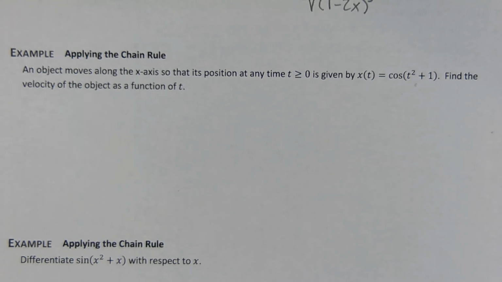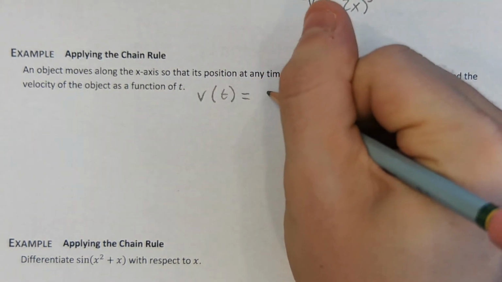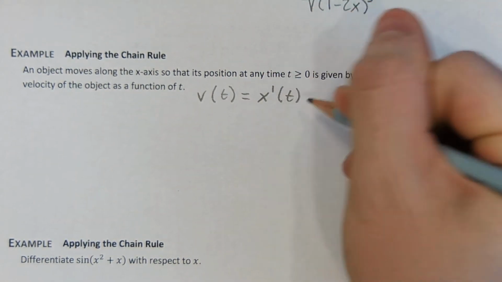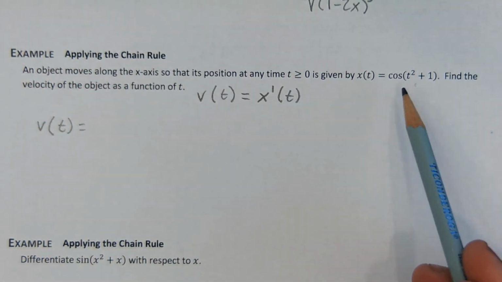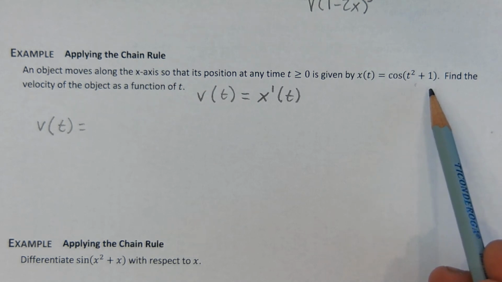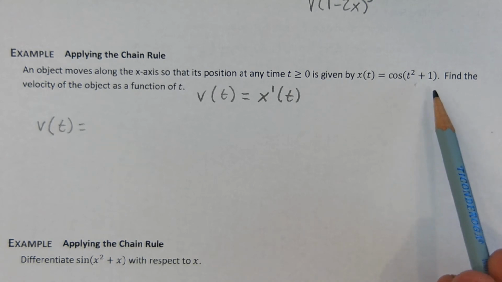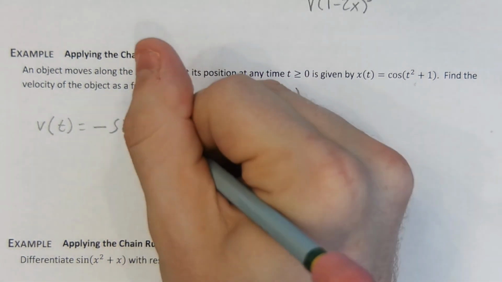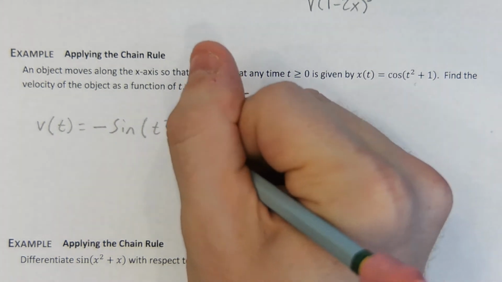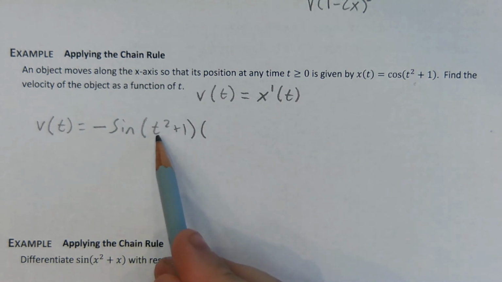Okay, so we have the position. We want its velocity. Remember from previous notes that velocity is the derivative of position. So v of t, meaning the derivative of this. Our chain rule says derivative of the outside. So that's a cosine of something. So our outside is cosine. The derivative of a cosine function is a negative sine function. So derivative of the outside, don't touch the inside, times the derivative of the inside.